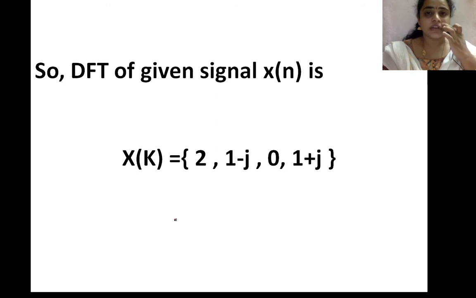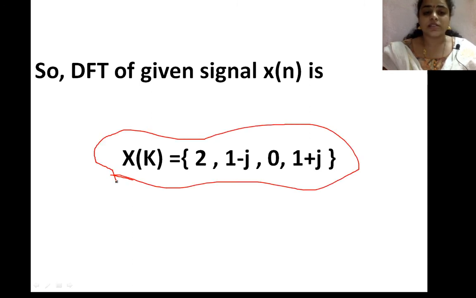Next, finally, the representation of the result. So the DFT of the given signal x of n is X of k equal to 2, 1 minus j, 0, 1 plus j. In this way we can find the DFT of a signal. If we have to find the IDFT, then in the question they will give, like, find the IDFT of the signal X of k equal to this. Then you have to write down the formula for IDFT and do the corresponding substitutions. Same method, same steps and same approach.